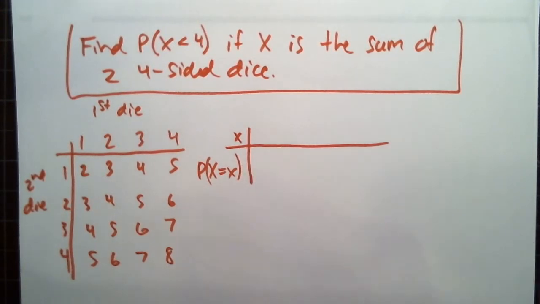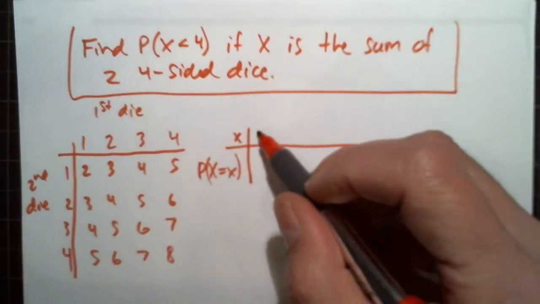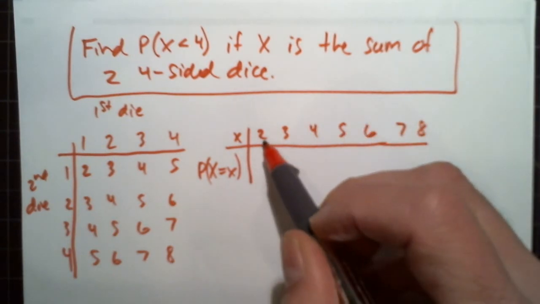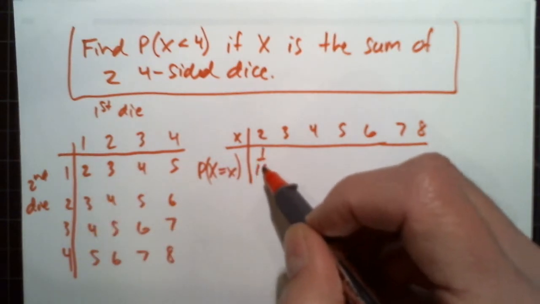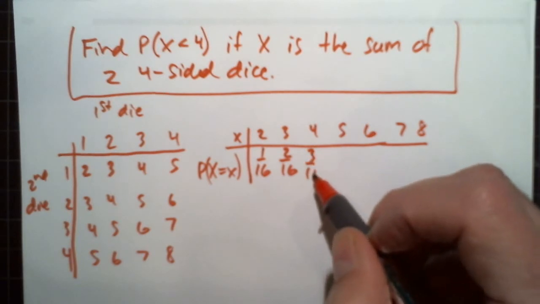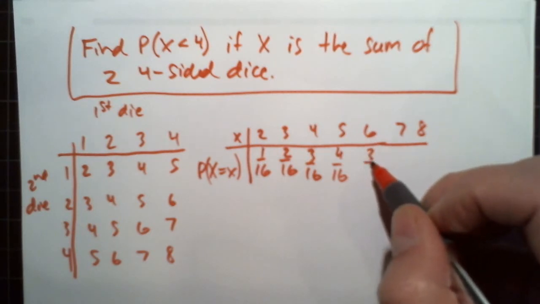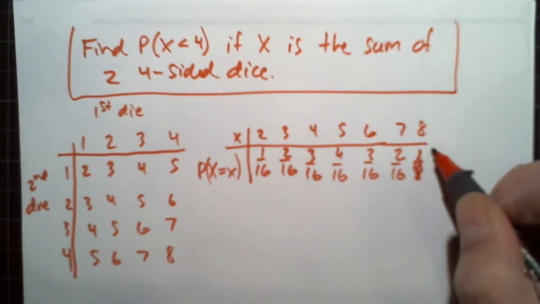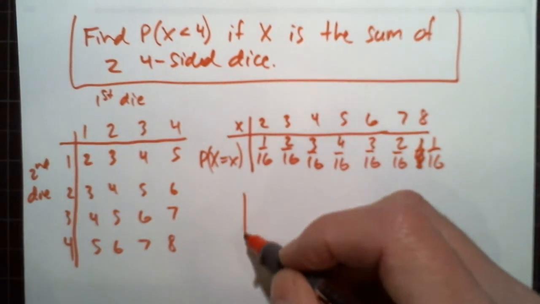So the values of x, the sums of x, go from 2 to 8. And the probability of a 2, we have 16 outcomes, and that's going to be 1 out of the 16. And then there are 2 3s, 3 4s, and the 5s, we have 4 5s, we have 3 6s, 2 7s, and 1 8.